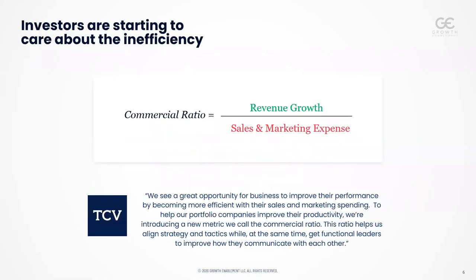So why am I bringing this up? We've referenced this. I'm going to go through these slides very, very quickly. As you may know, we've been working with TCV, a private equity firm, to better understand what investors might be looking at in this COVID or post-COVID world. And they've come up with this measure called the commercial ratio. The commercial ratio is a metric for investors to evaluate the overall performance of your organization. Brian's going to send you links so you can go check out links to learn more on this.